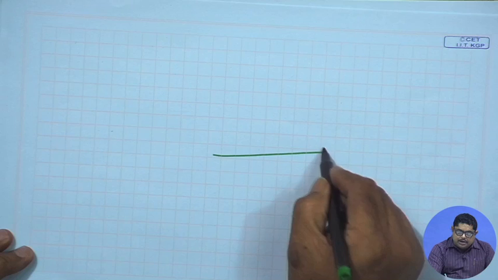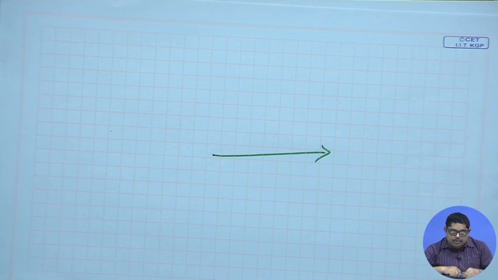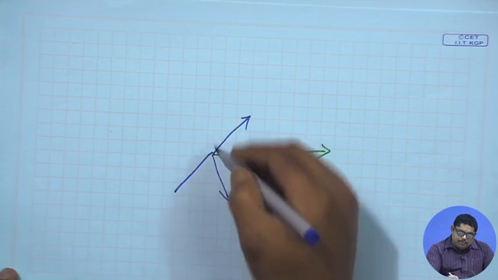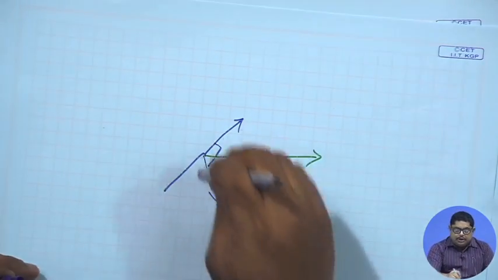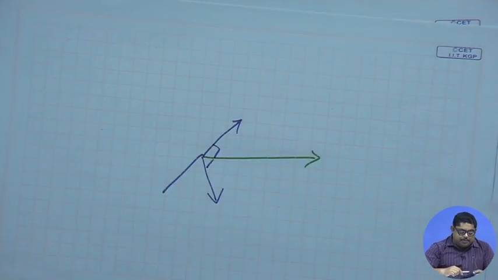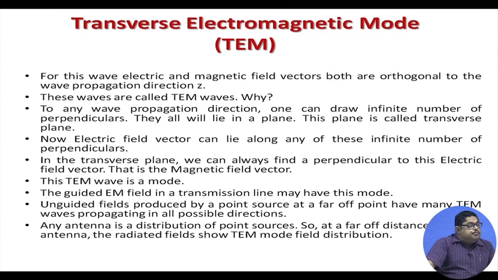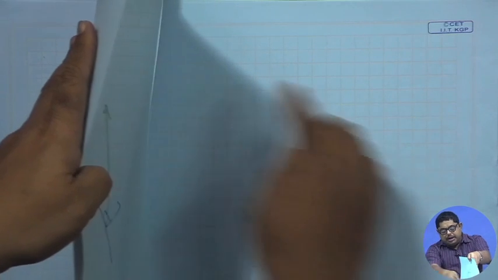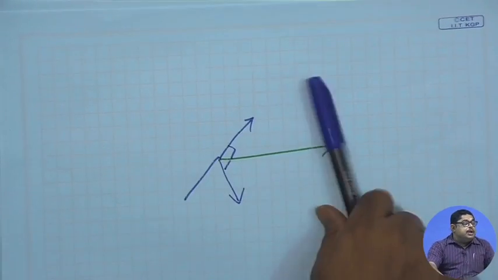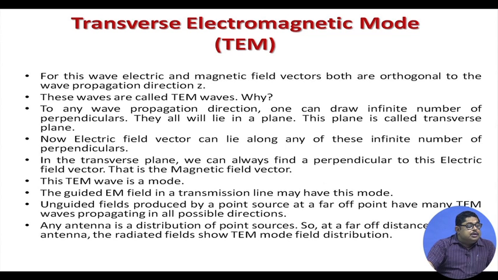To any propagation direction, one can draw an infinite number of perpendiculars. That means, if we have any direction, you can draw a perpendicular to it. So, all these are perpendiculars to it; you can have many, because with this I can have this as a perpendicular, and with that I can have other perpendiculars also. But all these perpendiculars will lie in a plane, that is, in this transverse plane. So, in this plane any line is perpendicular, and the electric field vector can lie along any of these infinite number of perpendiculars. Now, in a plane we can always find a couple of perpendiculars. So, along the perpendicular to the electric field, we can always locate another perpendicular, which is the magnetic field vector. So, this TEM wave is a mode.